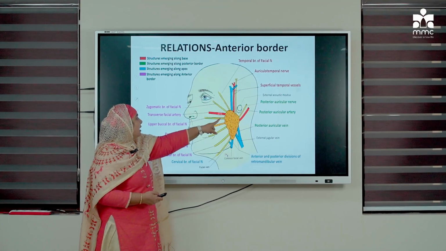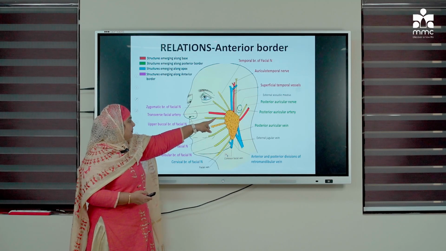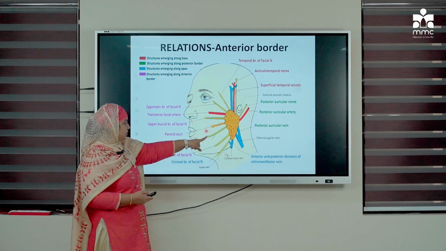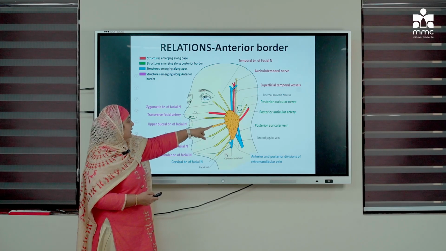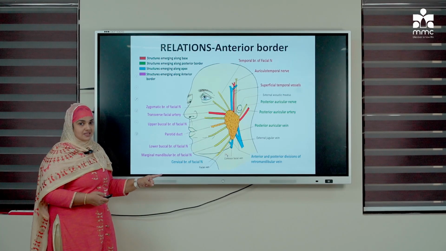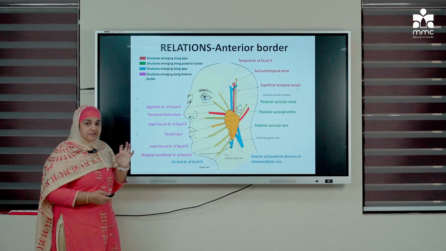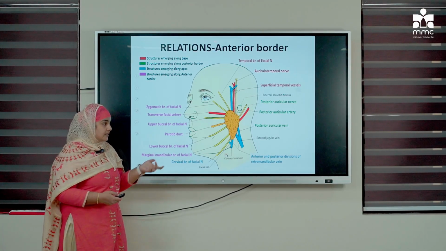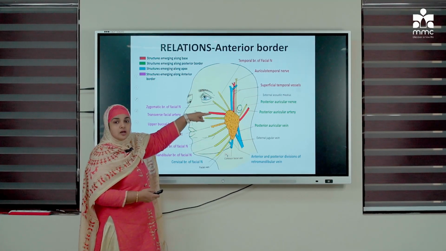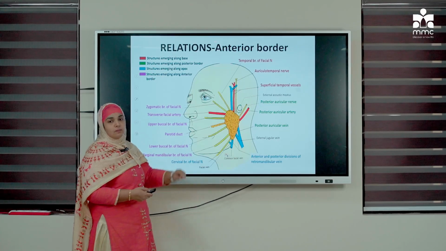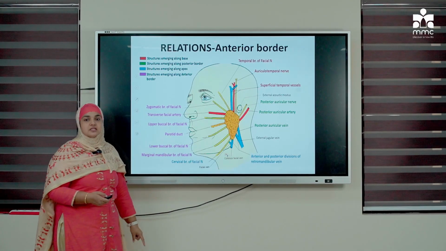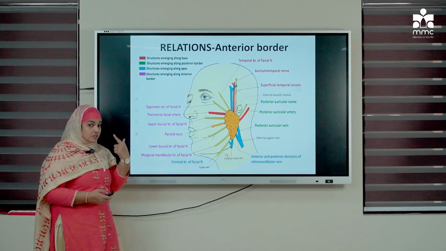Next we have the upper buccal branch of the facial nerve, and below that we have the lower buccal branch of the facial nerve. Between the upper buccal and the lower buccal, we will have the parotid duct, or the Stenson's duct. Sometimes, if there is an accessory parotid gland, that will also be seen in this region between the upper buccal and the lower buccal nerves. Then here we have the marginal mandibular nerve that is coming towards the lower border of the mandible.